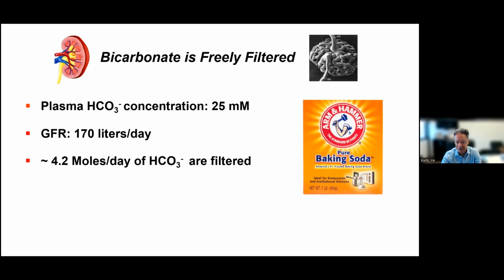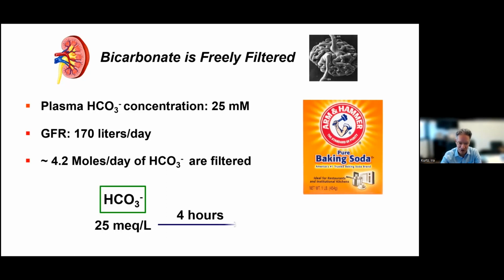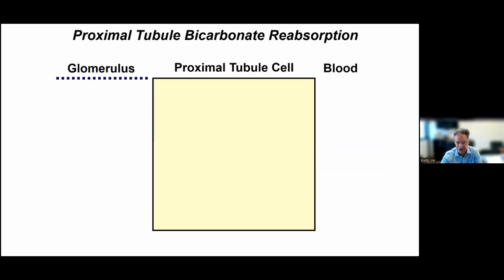And yet our bicarbonate, despite that filtration, does not go to zero. It would go to zero if you had nothing else happening. If we only had glomeruli in our kidneys, the bicarbonate would be zero in about 4 hours. You would deplete your whole blood of bicarbonate very quickly. And obviously that doesn't happen. So even without knowing any renal physiology or transport processes, just conceptually, you must be absorbing the bicarbonate back into the blood somehow. And that's the responsibility of the nephron, in particular the proximal tubule.